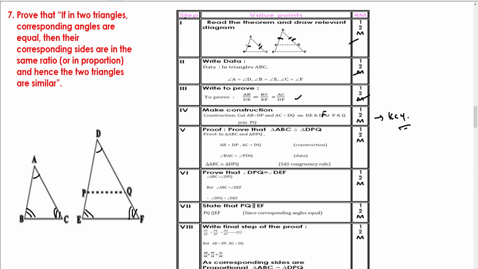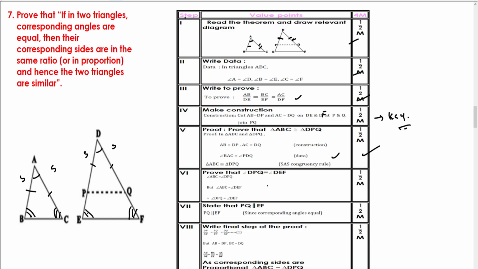Prove that triangle ABC is congruent to triangle DPQ. You can observe in the figure. Already it is given that angle A is equal to angle D. You can see this big figure. Side AB is equal to DP and AC is equal to DQ, and angle A is equal to angle D, so by SAS congruence they become congruent. The same is written as AB is equal to DP and AC is equal to DQ. You can observe that by SAS congruence these two triangles become congruent. For proving this you will get half a mark.